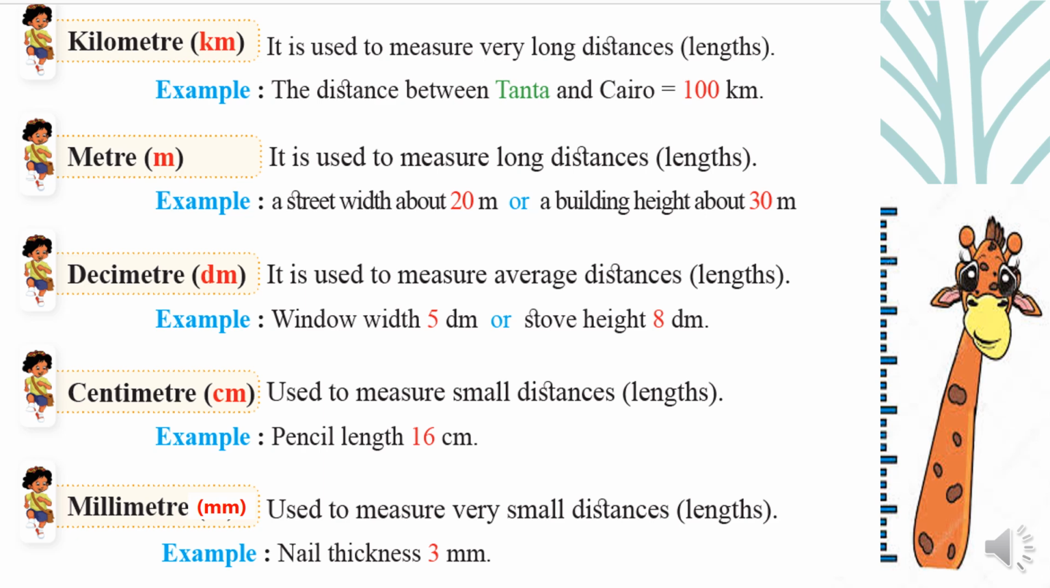Okay, and the next unit is decimeter, used to measure average distance like window, stove, keyboard, computer, table. And here we have centimeter, used to measure small distance like pencil, book, pencil case, mobile phone. And last one, millimeter, used to measure very small distance like nail thickness and ladybug, and maybe a drop of water.